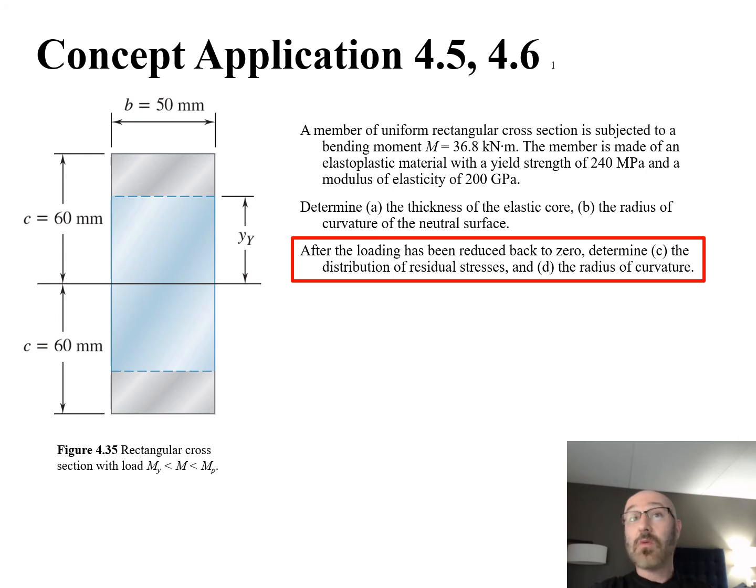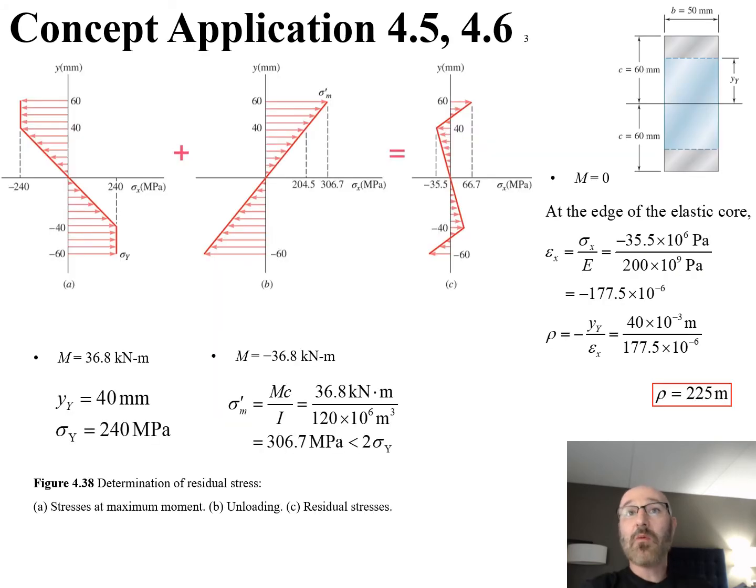So now as we continue on with our concept application 4.6, there are two more parts of this problem that they ask us to solve for right here. So we can see down here, boxed in red, that after the loading has been reduced back to 0, they want us to find two more things. They want us to find in part C the distribution of the residual stresses, and D, the new radius of curvature for when it's been reduced back down to 0. So now we'll continue on to application 4.6 solution right here for parts C and D.